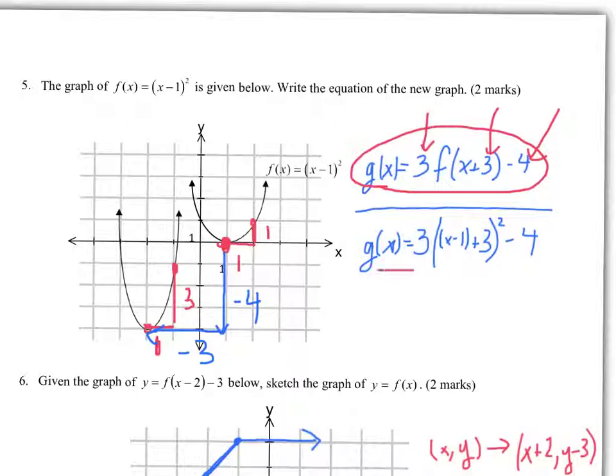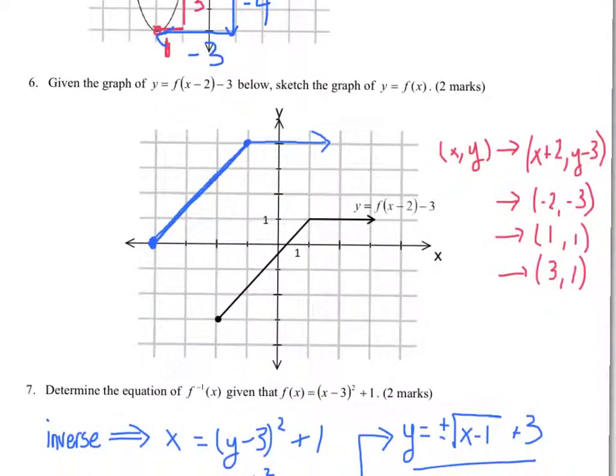Okay, as I said, the alternative is just the same thing. It's still the same transformations. It's simply altering the function as given. Okay, next question.